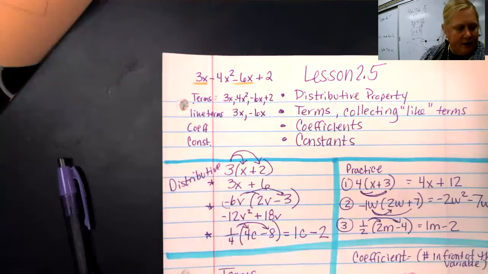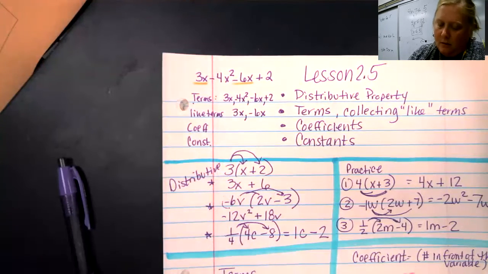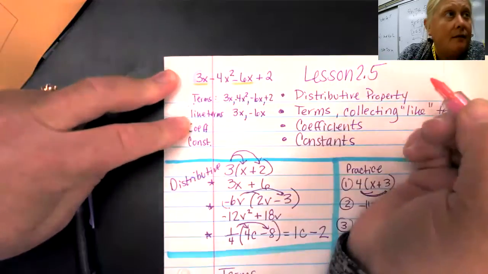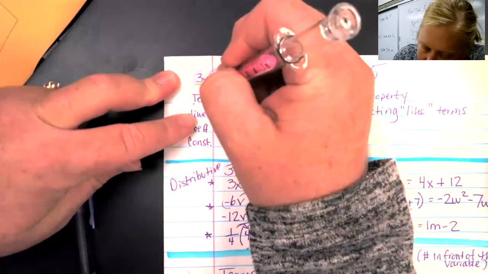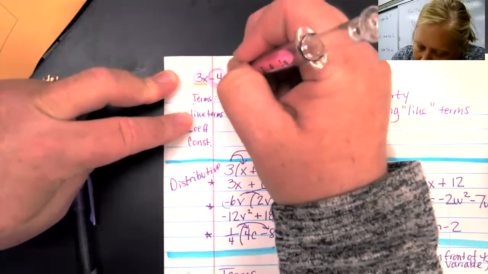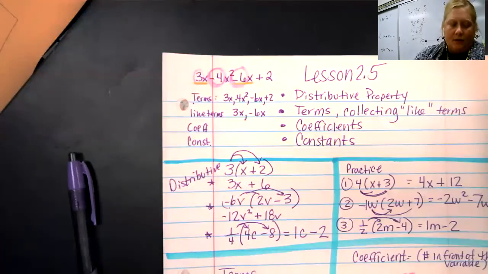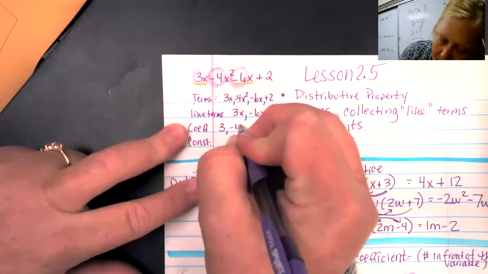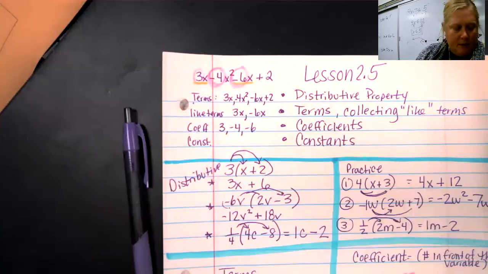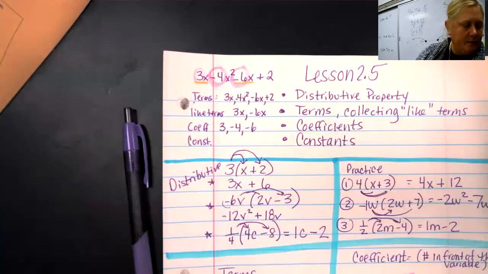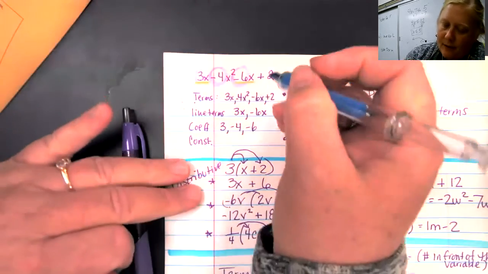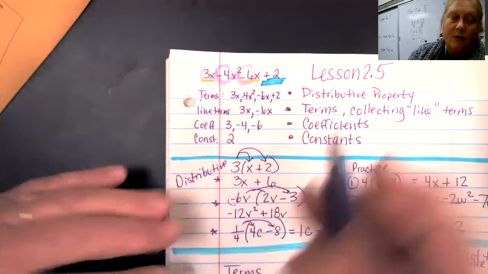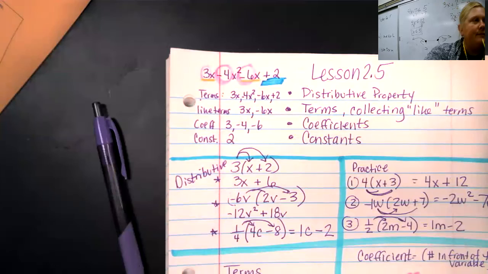All right, my coefficients. Three, negative 4, negative 6, but I can't count the 2 because the 2 doesn't have a variable. So 3, negative 4, and negative 6. And last, my constant, here he is. So sad, all by himself. It's 2. Okay, thanks.